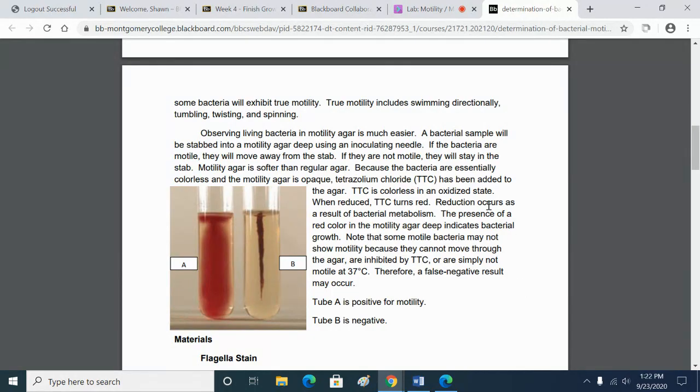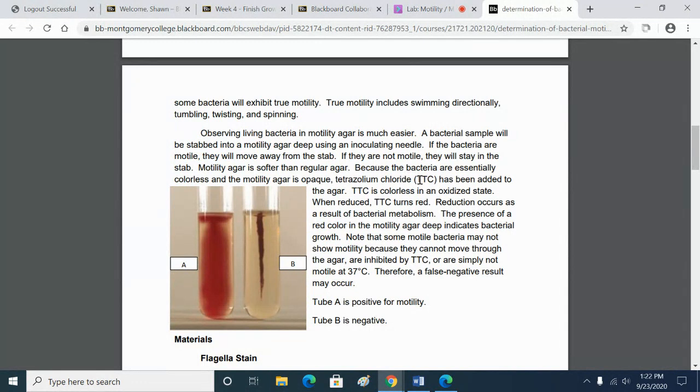The agar contains tetrazolium chloride, or TTC. It is a chemical that turns red wherever the bacteria are growing, because the bacteria will donate electrons to the TTC, and when the TTC gets reduced, it turns red. So it just helps us to see where the bacteria are in the agar deep. So it's not pigment, it's not a dye, it's a chemical that will turn red when it gets reduced by the bacteria, so that's how we know where the bacteria are.